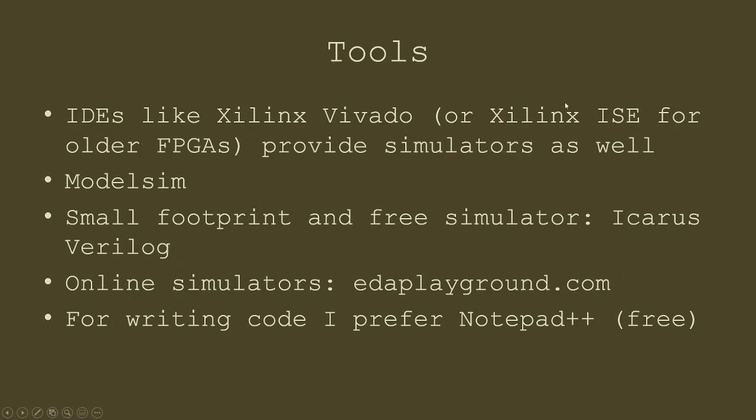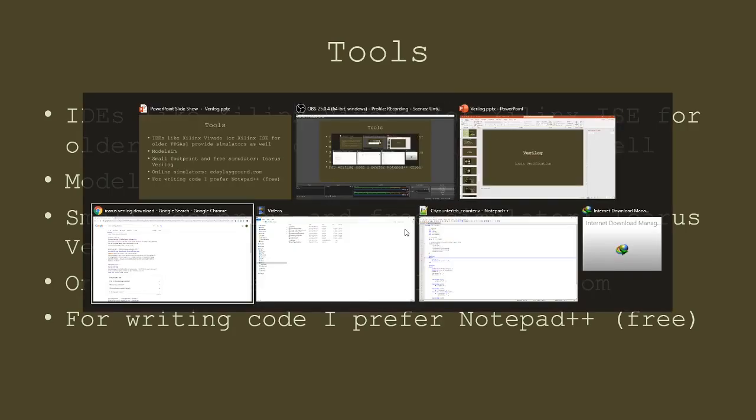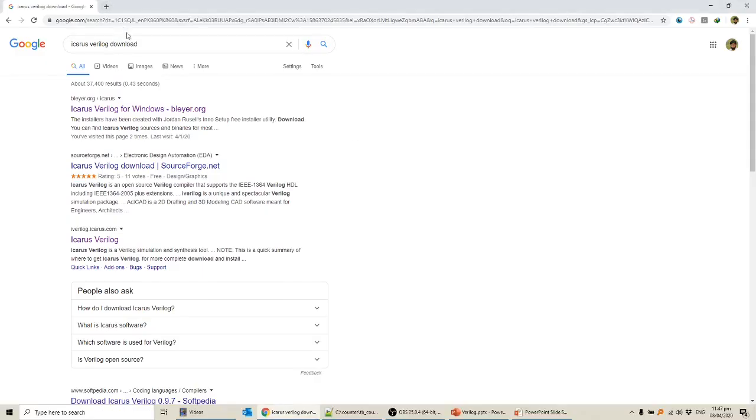But if you want to use Vivado or ModelSim, I won't be covering ModelSim, but I will put another video with simulation using Vivado as well. So you can skip the rest of this video if you don't want to use iverilog, but otherwise you can follow it. If you want to follow Icarus Verilog, you can go to the Icarus Verilog download page, and from there you can download and install it.